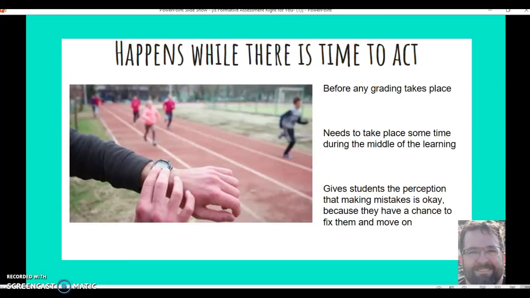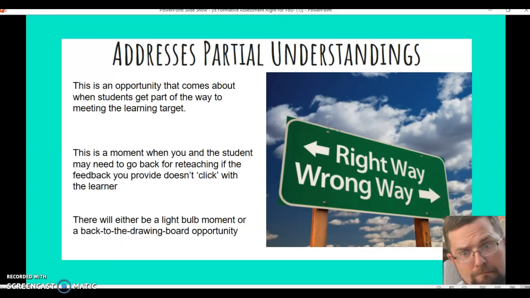What happens when we want to give students feedback? We need to make sure that it happens when there's time to actually act on it. Before grading, it needs to take place in the middle of instruction, and we need to give students the perception that it is okay to make mistakes because they're growing and improving. That's the growth mindset. We need to address partial understandings.